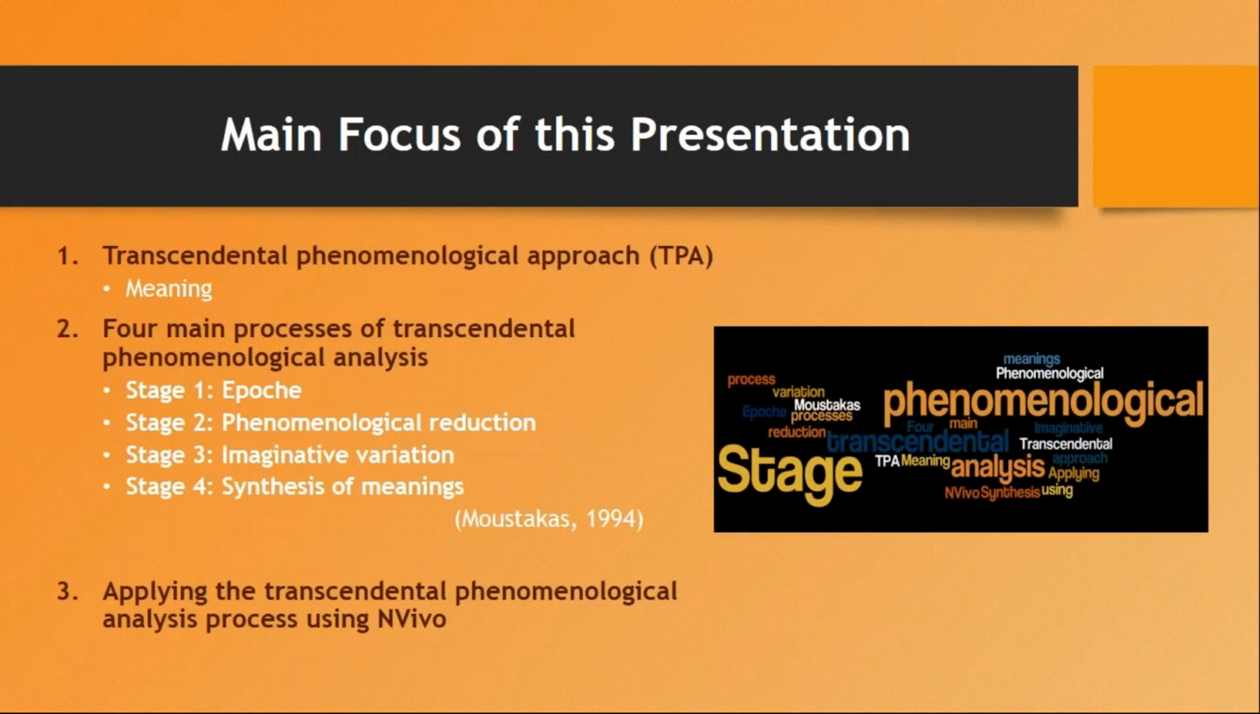So how do you do that? This is what the presentation is all about. I'm going to give you brief information about the Transcendental Phenomenological Approach. I'll give you four main processes that you have to pass through in order to come up with the essence of the experience based on the information you collect from participants. And also I'm going to demonstrate how to use NVivo to do the analysis. So these are the three main areas that I'm going to talk about.